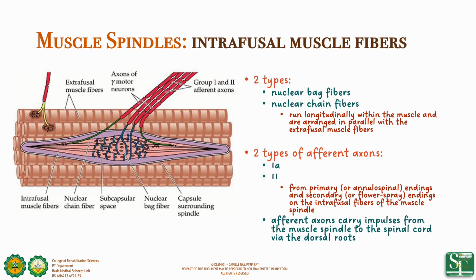So, two types of your intrafusal. Yun muna pag-usapan natin, yung nasa loob mismo ng muscle fiber. We have the nuclear bag and the nuclear chain. Nuclear bag is mukha tong bag, no? Kaya yun yung pangalan niya. So, this one is the nuclear bags. Oh, 'di ba? Parang may laman. And then we have the nuclear chain. Mukha silang chain. Okay, yung mga chain na nakaganyan yan. So the nuclear chain is different in its characteristics sa nuclear bag. Nuclear chain kasi runs longitudinally within the muscle and are arranged in parallel with the extrafusal muscle fiber.